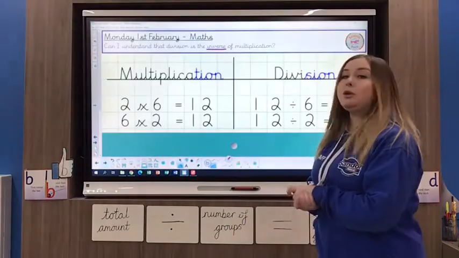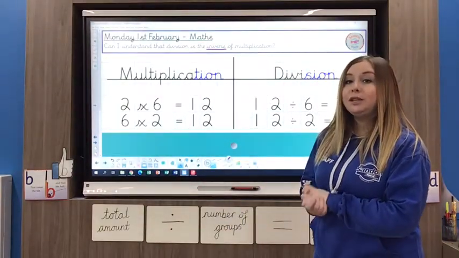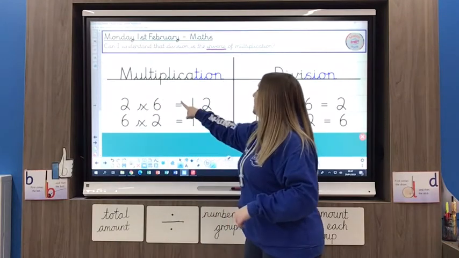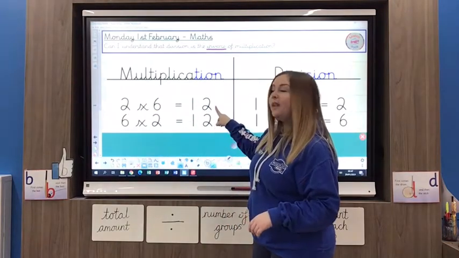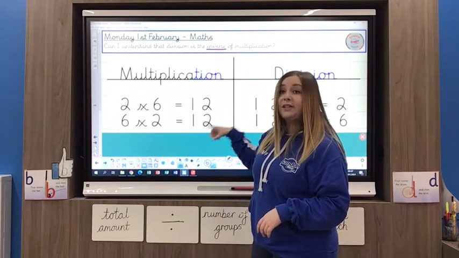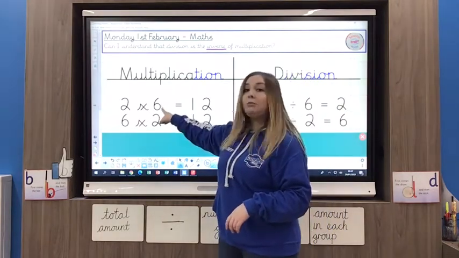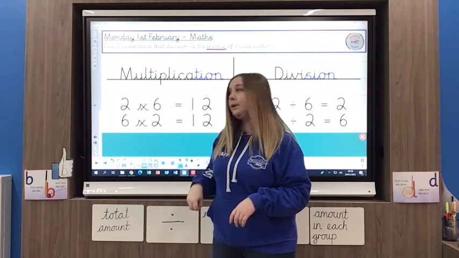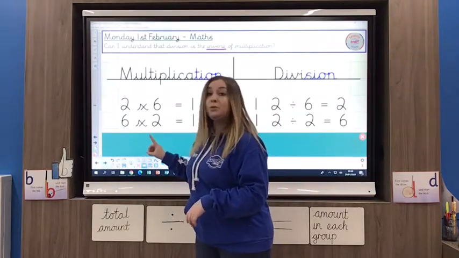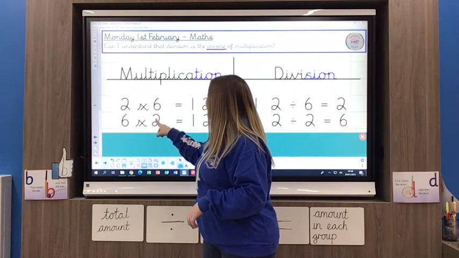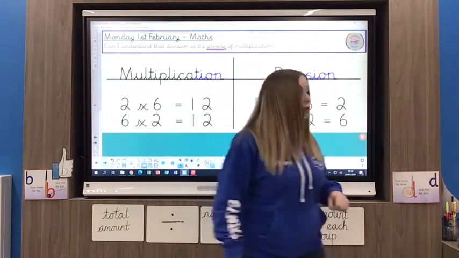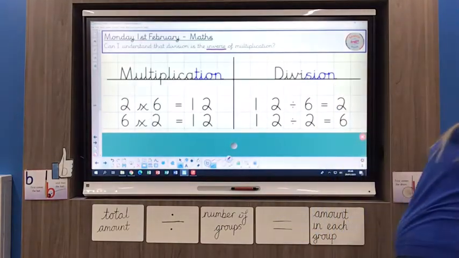Okay, so you'll see on my board that I've got some multiplication questions. 2 times 6 equals 12. And then I say this to you all the time. If you don't know your 6s, you can use your 2s, can't you, to help you in multiplication. So then I've just swapped those numbers around. 2 times 6 equals 12. So let's have a little look at that under the visualiser.